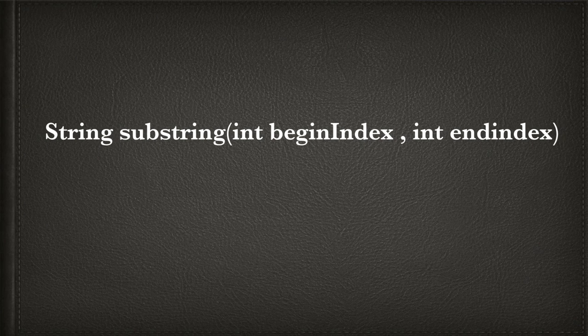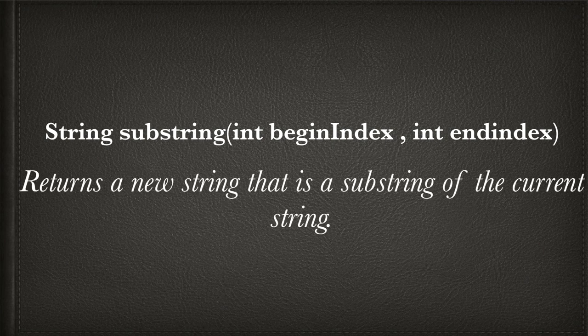Alright guys, so now let's talk about the second method which is available in the Java API to calculate a substring over a given string. So as you can see over here, this substring method takes two arguments, one is begin index and one is end index, right? So we can actually pass two different arguments to this particular substring method. And obviously this substring method will return you a new string that is a substring of the current string. Okay, so let's get into it.